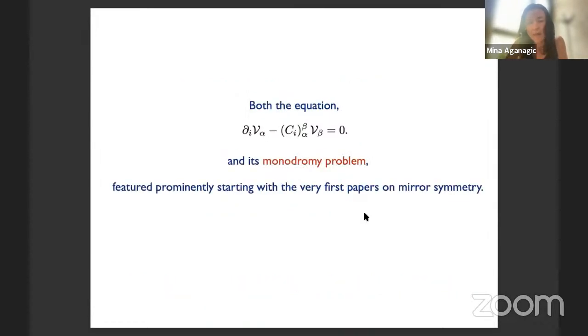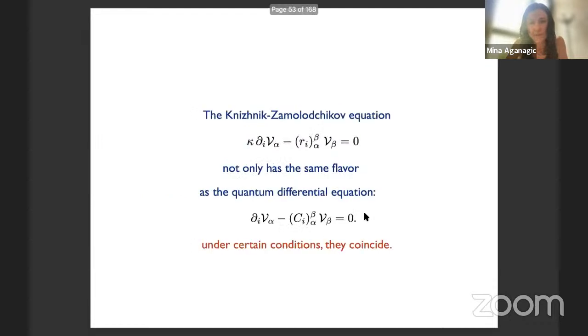Both the equation and its monodromy problem feature prominently starting with the very first papers on mirror symmetry. The Knizhnik-Zamolodchikov equation not only has the same flavor as the quantum differential equation, but under certain conditions, they coincide.